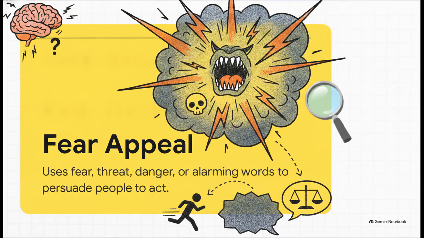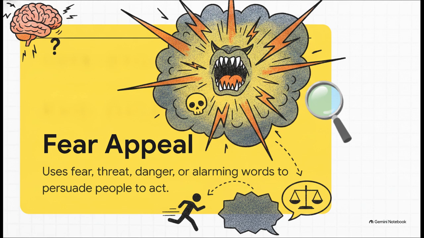Now we're going to look at a technique that directly targets our emotions rather than our logic. Fear appeal is a propaganda technique that uses fear, threat, danger, worry, or just really alarming words to persuade people to believe or act. The psychology here taps straight into our deep evolutionary survival instincts. I mean, people act incredibly fast when they feel afraid or threatened, right? Our fight or flight response just completely kicks in. And manipulators, they know this.